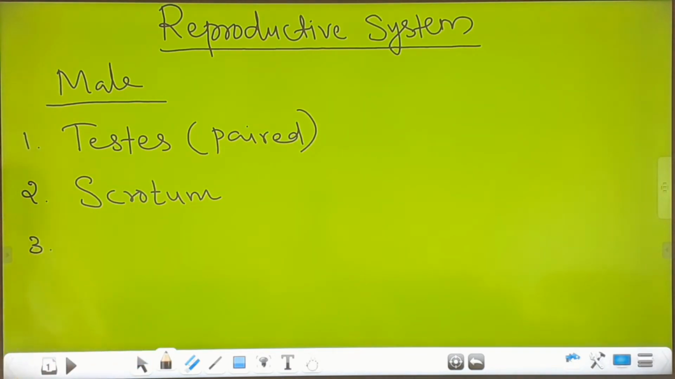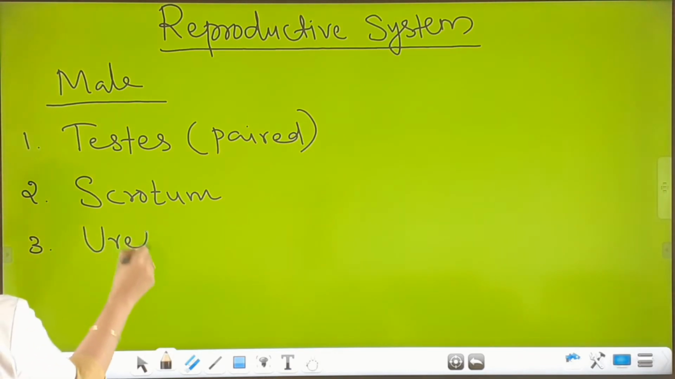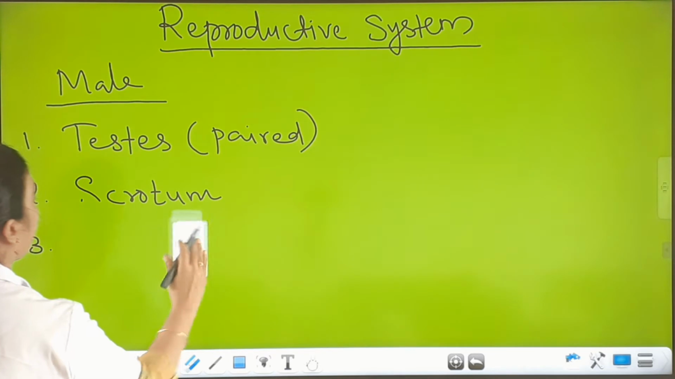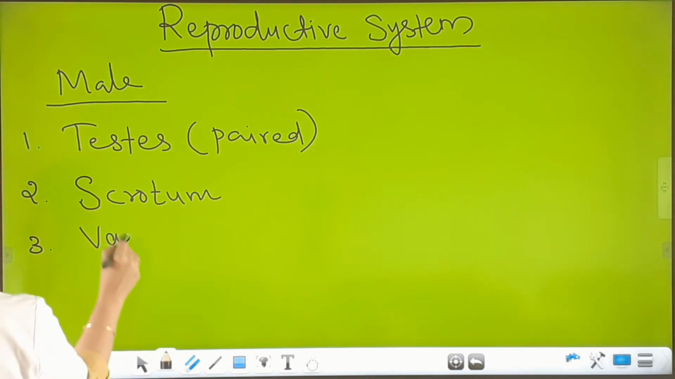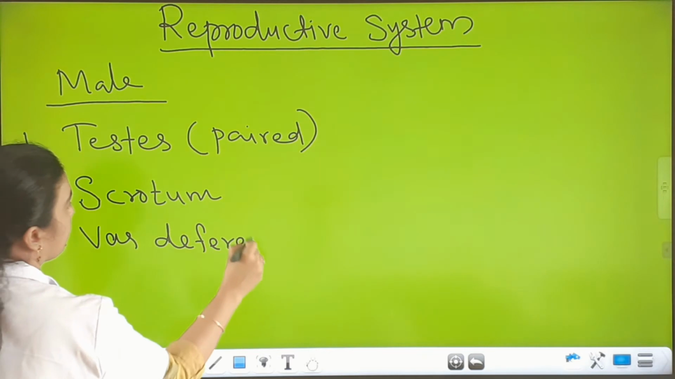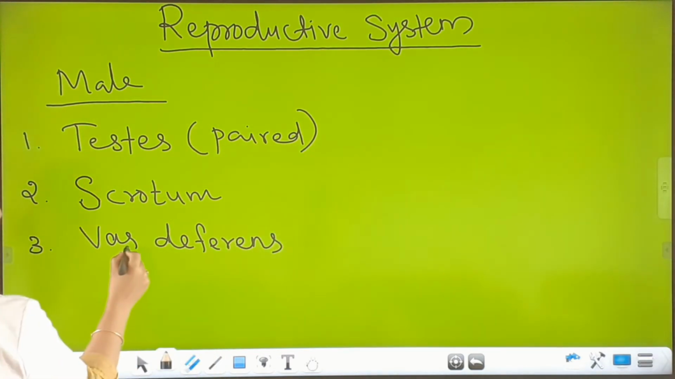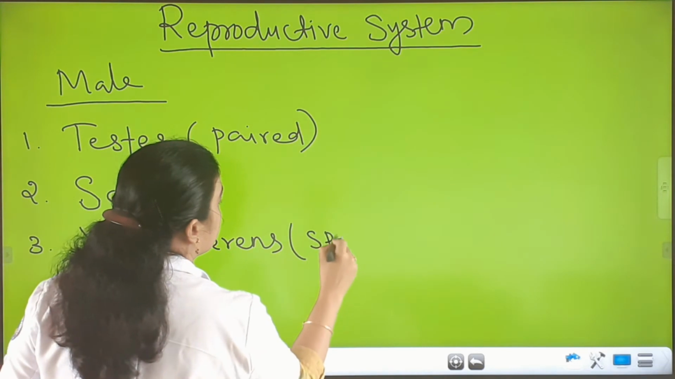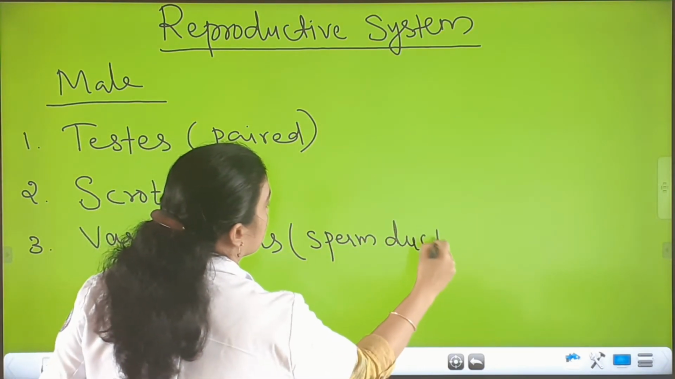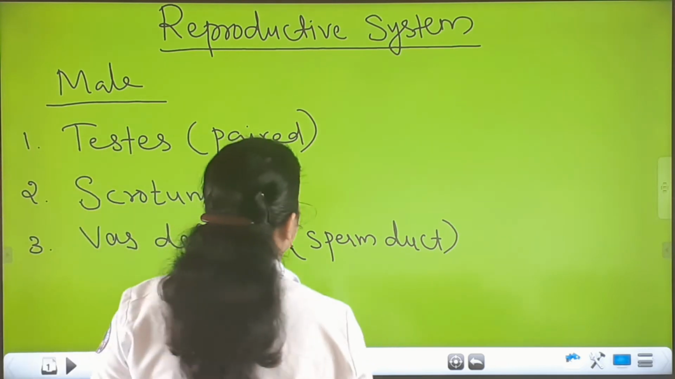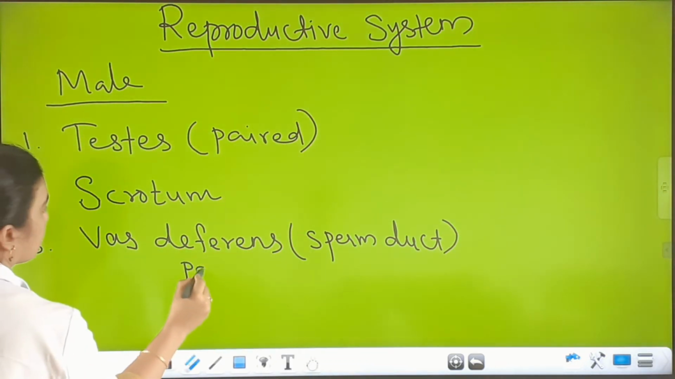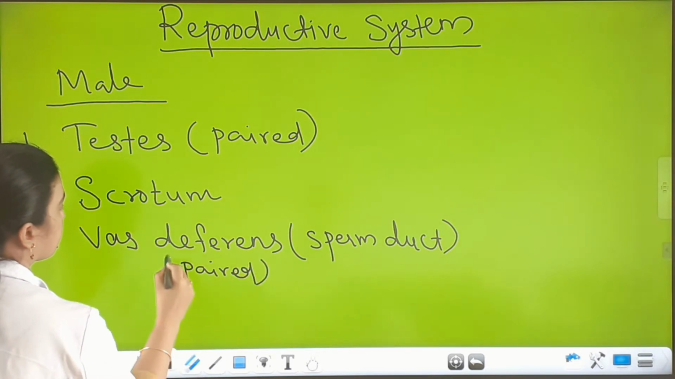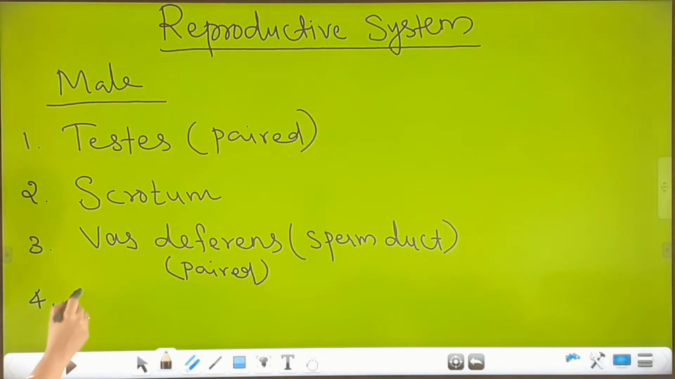And the third organ is, sorry, vas deferens. We can write vas deferens. Plural vasa deferentia, and it is also known as sperm duct. That is also a paired structure. And the fourth one, penis. So these are the organs in the male reproductive system.